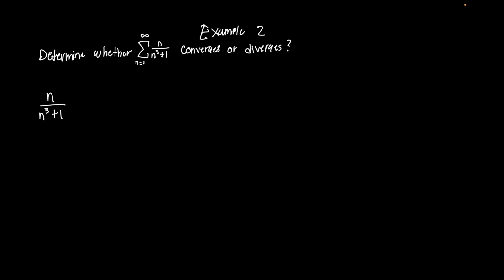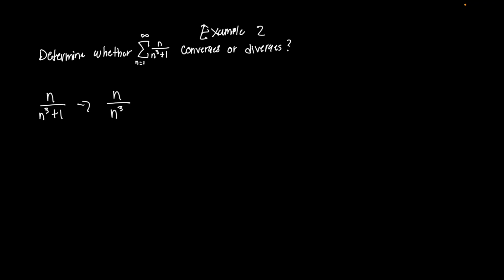As we plug in numbers close to infinity, this plus 1 right here isn't going to matter. It's not going to be a deal breaker, like infinity over infinity plus 1. The plus 1 is not going to matter at all. So we just look at the highest power terms: in the numerator it's n, and the bottom is n cubed. So n over n cubed plus 1 should behave basically like n over n cubed for large n values.